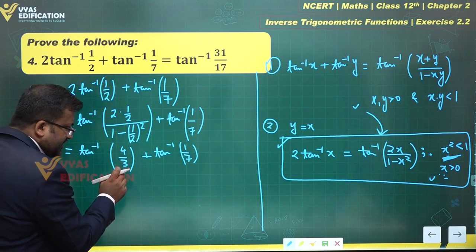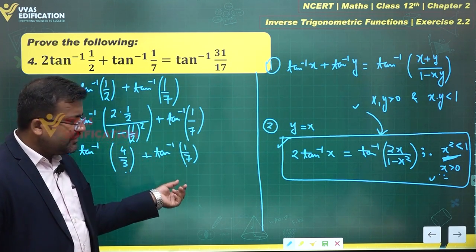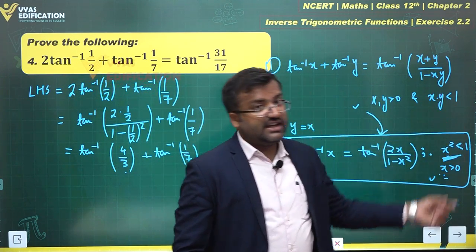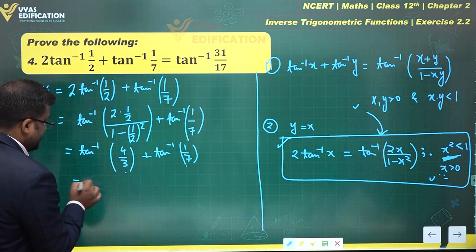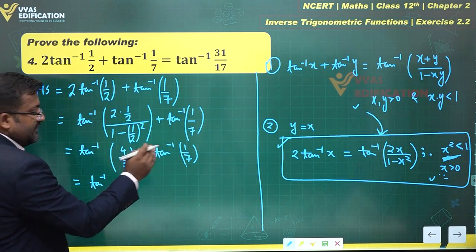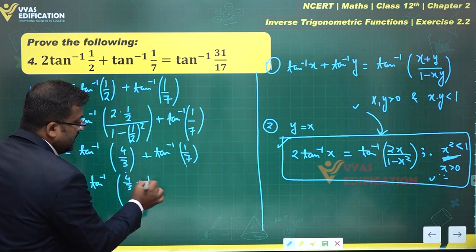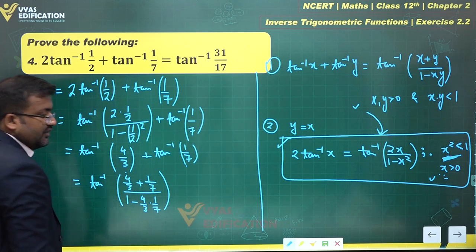And after reaching this stage, you see this is positive, this is positive. What is the product of these numbers? 4 by 3 times 1 by 7 is 4 by 21. 4 by 21, is it less than 1? Yes, it is less than 1. Can I apply that result? Yes, I can apply that result. This will imply tan inverse x plus tan inverse y is tan inverse of x plus y over 1 minus xy. This is what you get.